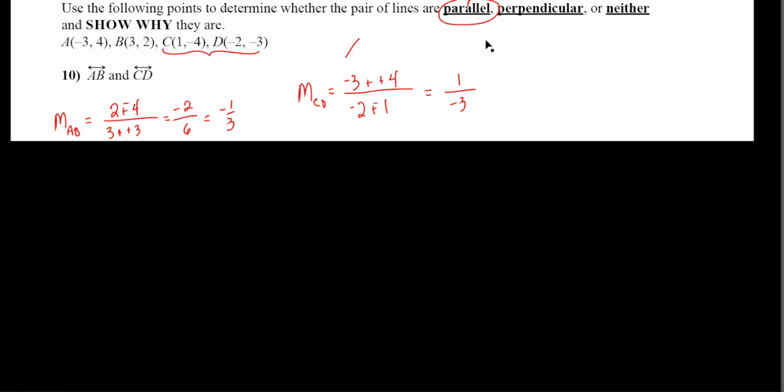And this is why. If you say parallel, you can't just circle parallel and that's it, or just write parallel and that's it. You got to show me why they're parallel to each other. This is why. Because this slope equals this slope. Everybody good with that? Okay.